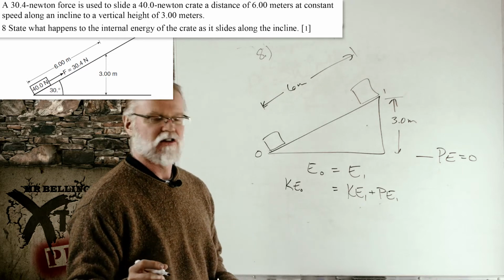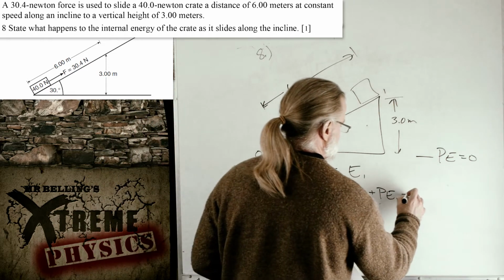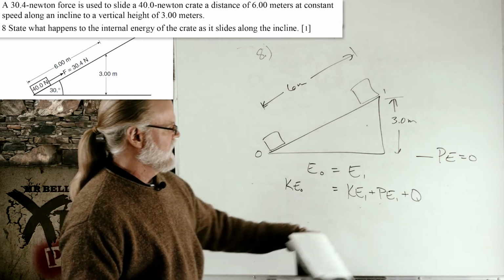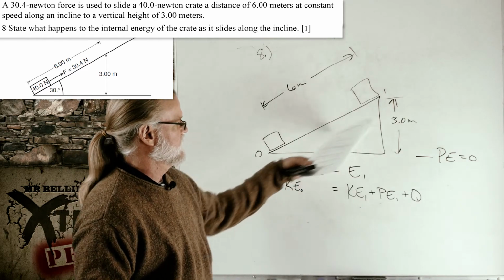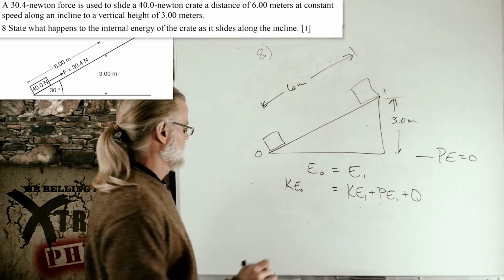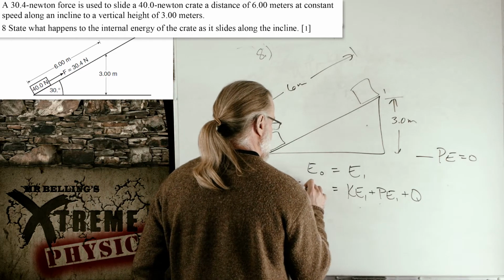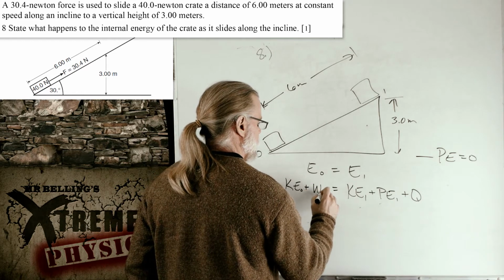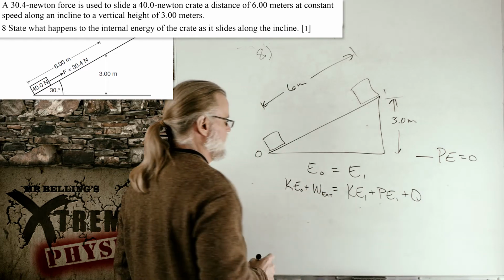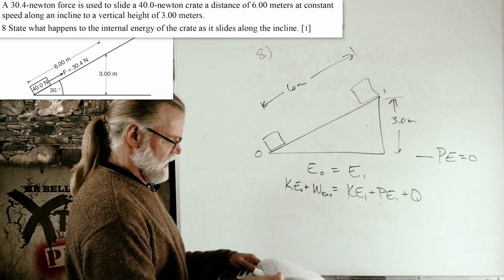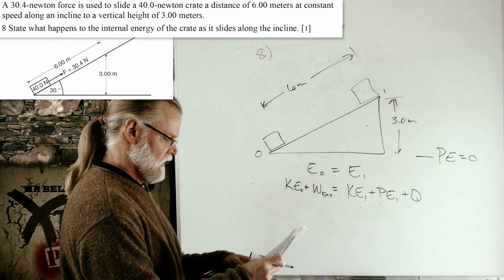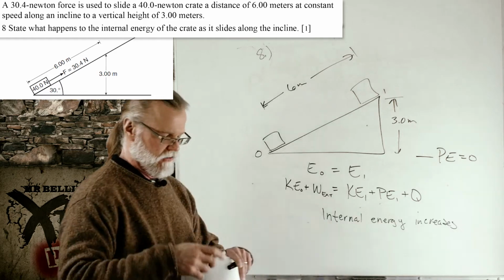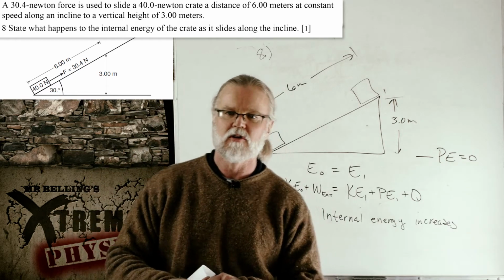And is there internal energy? Sure there is. There is internal energy because this isn't a frictionless surface. There must be friction. And we forgot to add the one other thing. During this whole time, some work was done, right? So there's our energy equation. State what happens to the internal energy. The internal energy increases. Internal energy in these problems never goes down.